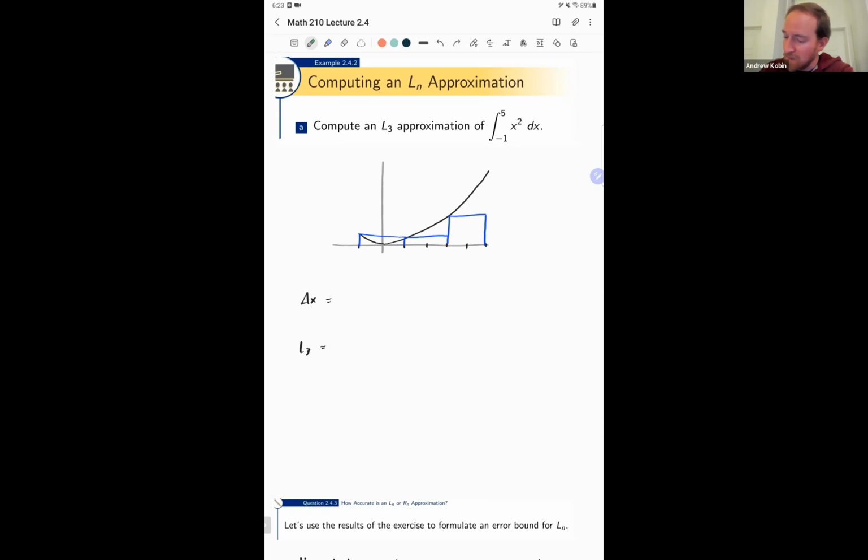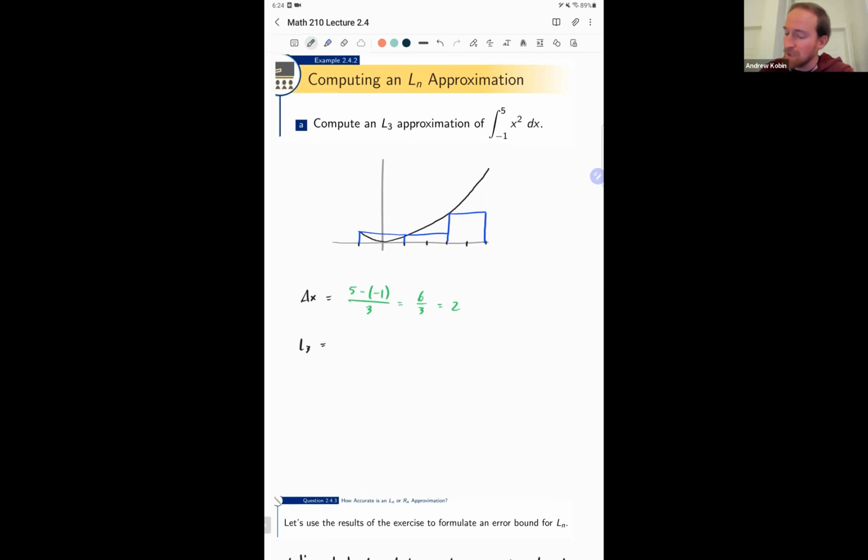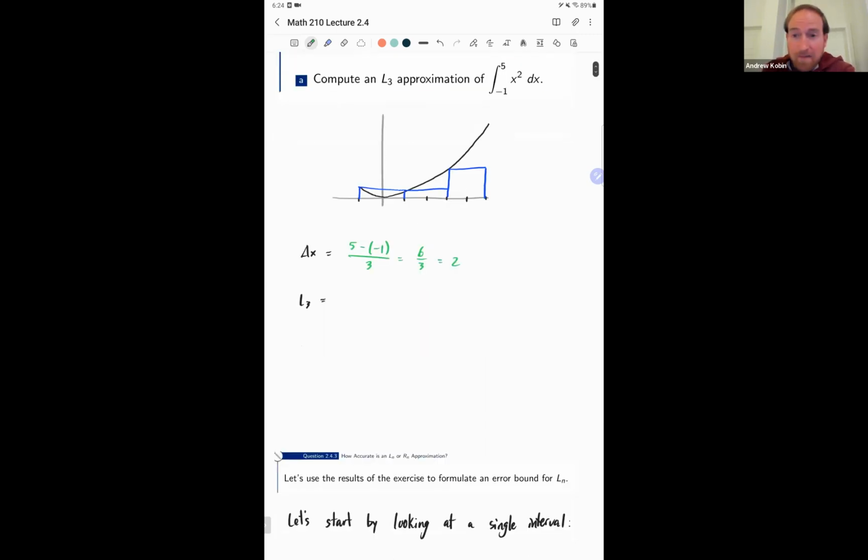If n is 3 in this case, we want to take the total length of the interval, which is 5 minus -1, and in general it's b minus a, and divide it into n, here 3 parts. So 5 minus -1 is 6, divided by 3 gives us a base width of 2 for each rectangle. And you can see in the picture that I already drew that each rectangle will have length 2, or width 2, let's call it. And let's say base and height to keep the orientation in this picture. So next, let's compute the full L3 approximation.